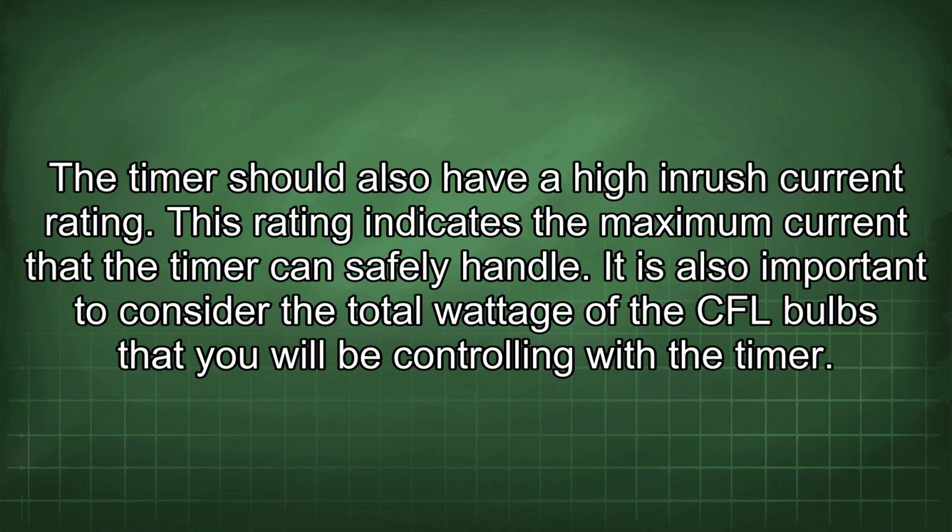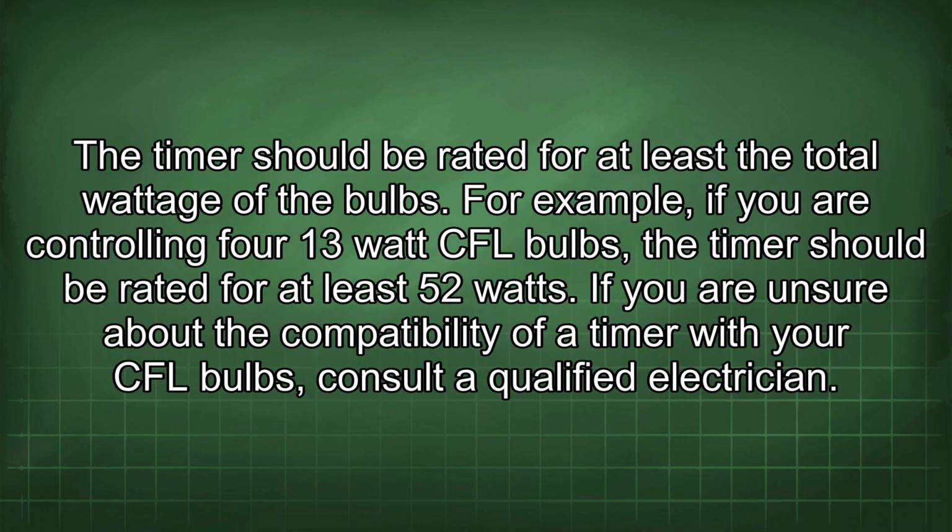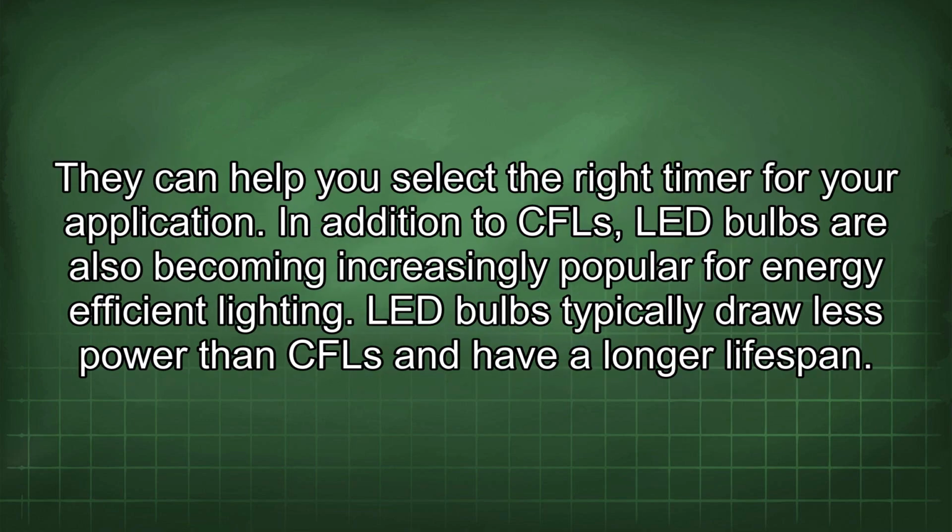It is also important to consider the total wattage of the CFL bulbs that you will be controlling with the timer. The timer should be rated for at least the total wattage of the bulbs. For example, if you are controlling 4 13-watt CFL bulbs, the timer should be rated for at least 52 watts. If you are unsure about the compatibility of a timer with your CFL bulbs, consult a qualified electrician. They can help you select the right timer for your application.